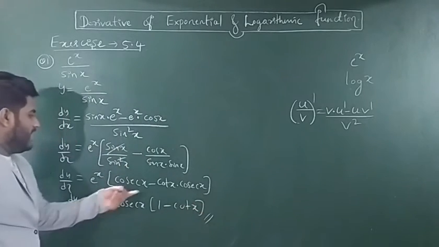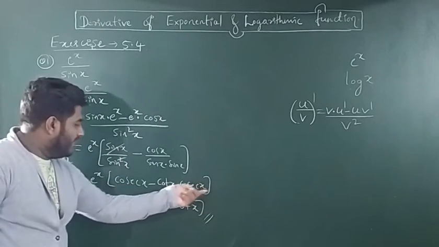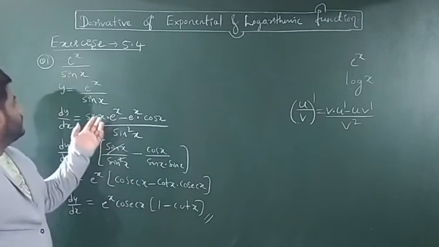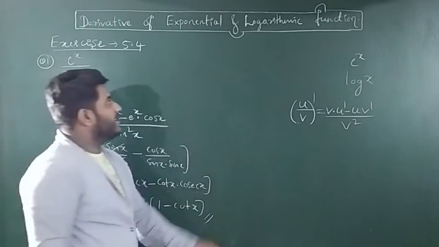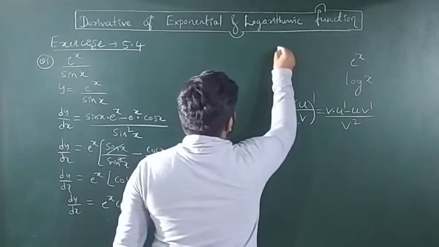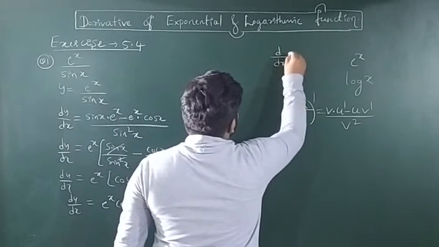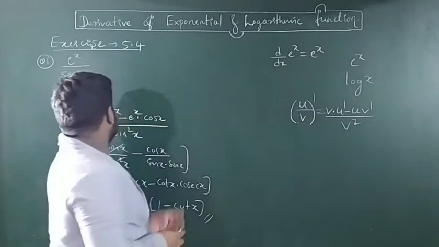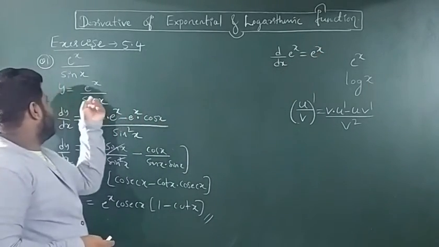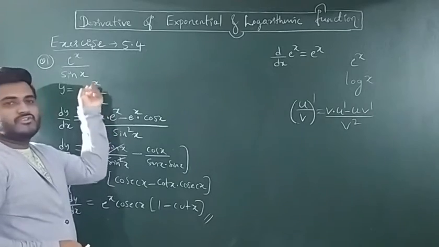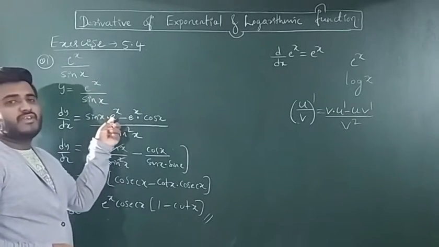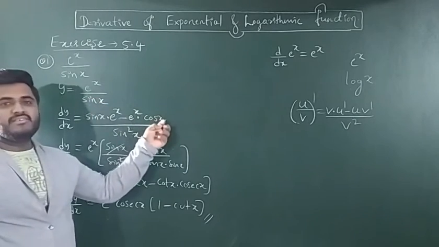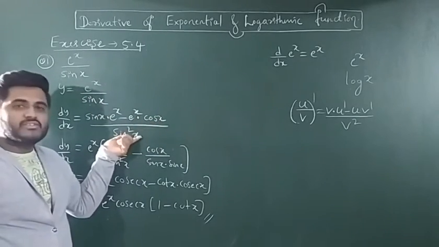So this is the result. Because cosec x is common, we can take it outside, and 1 minus cot x we are left with. So this is the quotient rule we have applied. And remember, d by dx of e raised to x is always e raised to x itself, so that we have applied. First denominator as it is, d by dx of numerator, e raised to x differentiation is e raised to x only, minus numerator as it is, d by dx of sin x is cos x, then denominator square.